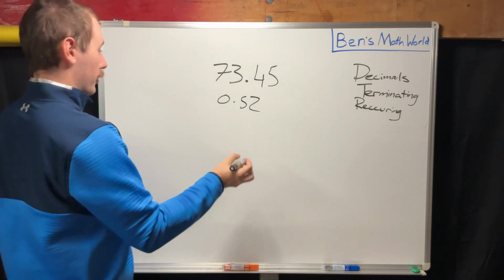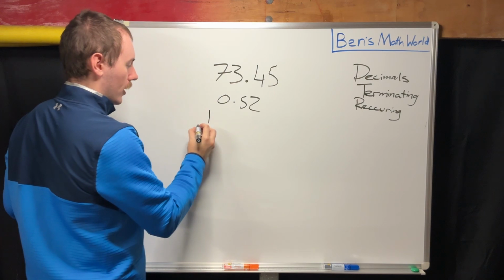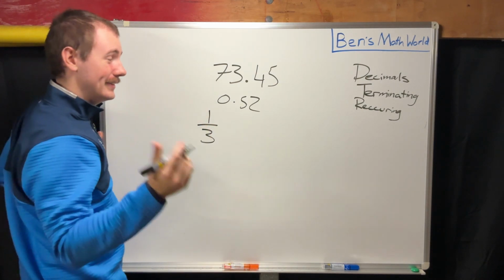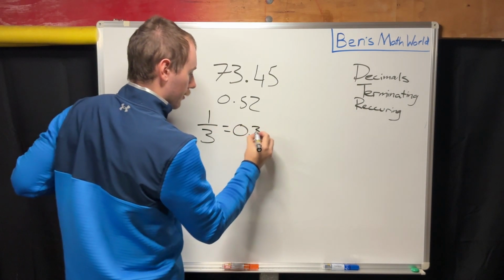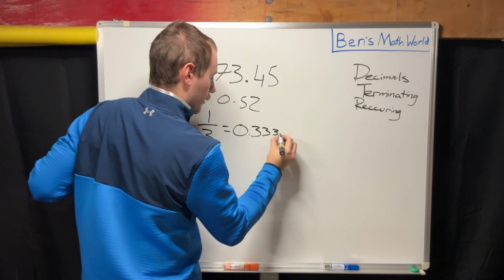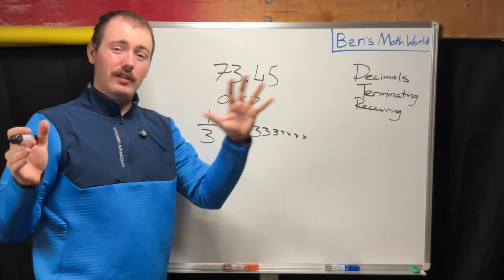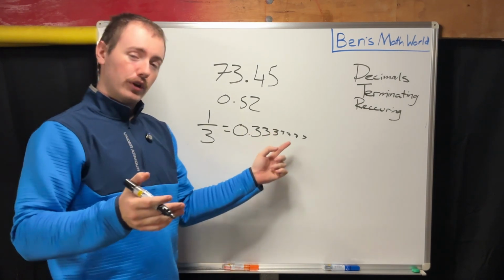Now, a recurring decimal is, say we have a fraction, 1/3. That fraction, when you try to write it as a decimal, looks a little something like this: 0.3333333, and it goes forever and ever and ever. Now, this is a recurring decimal because it keeps coming up, it recurs.